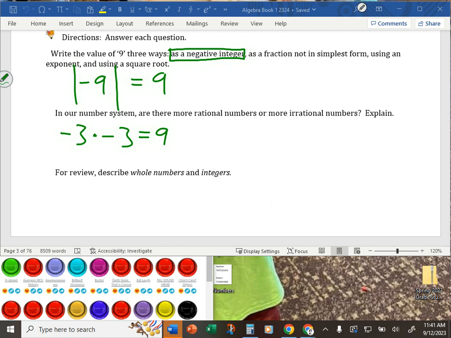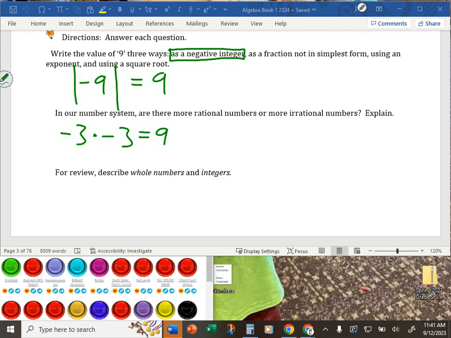Okay, next one. In our number system, are there more rational numbers or more irrational numbers? And explain. So don't just tell me rational and then leave it like that. You've got to explain why. Don't just tell me irrational and then leave it. You have to explain why. Defend your answer here. Okay.